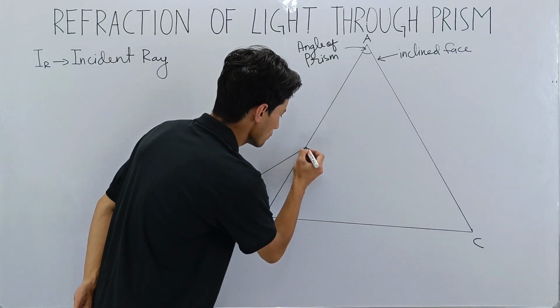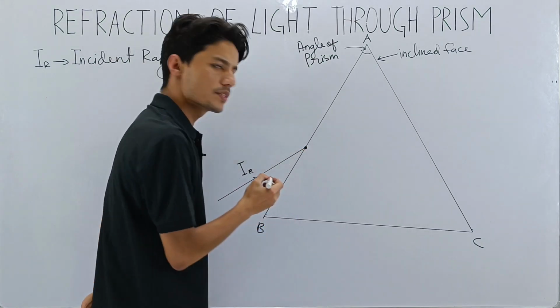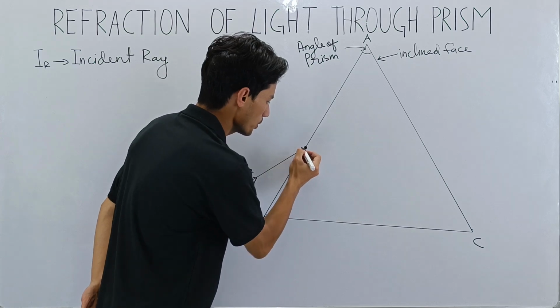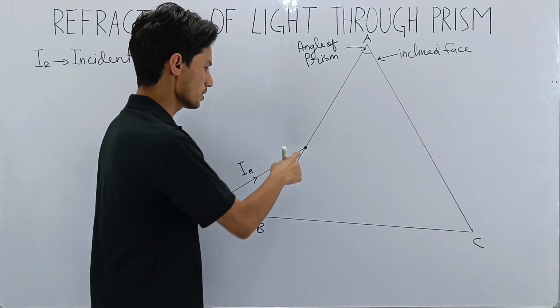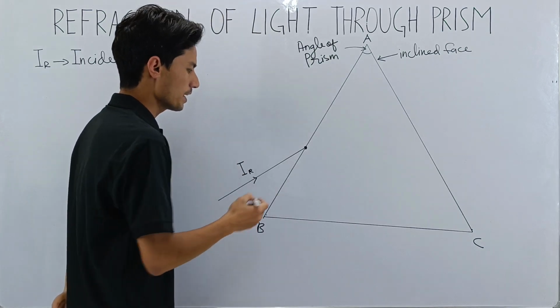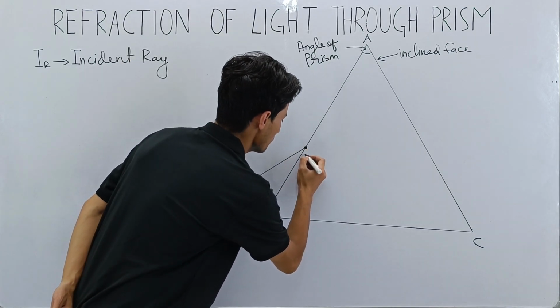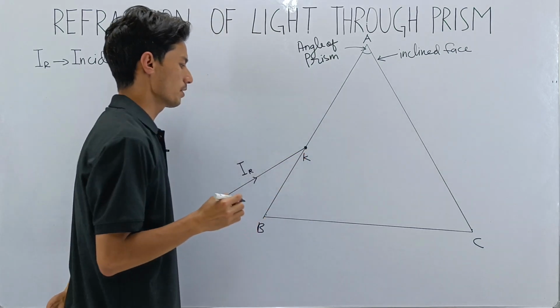Then this point, a very important point. What is this point, class? This point is the point of incidence, which is on this inclined surface AB. So this is the point of incidence. We can give a name to this also. Let's say this is K.